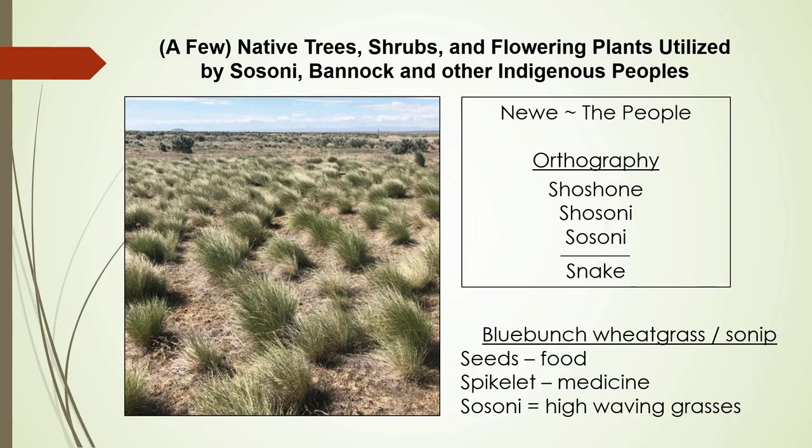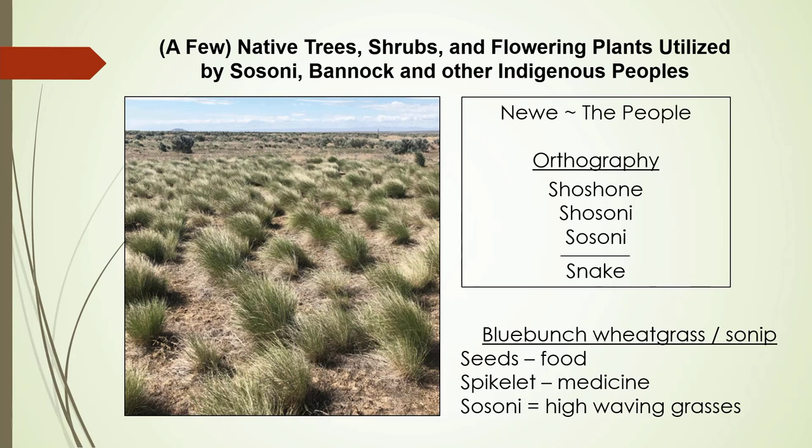I'm looking at Mary because she's a lover of grasses, so is John Shelley. Other people call them Shoshone or Sosoni because they thatched their wickiups with grasses. Sosoni means high waving grasses. That was the name other people gave to the Shoshone folks.